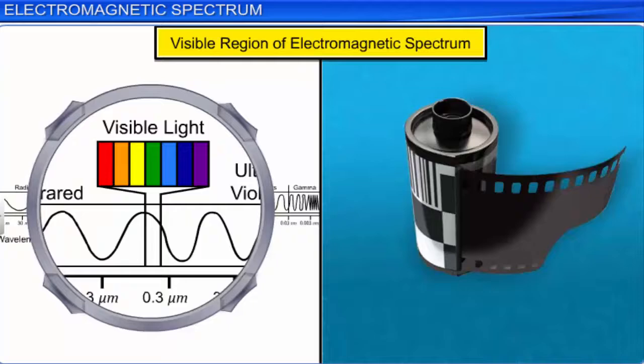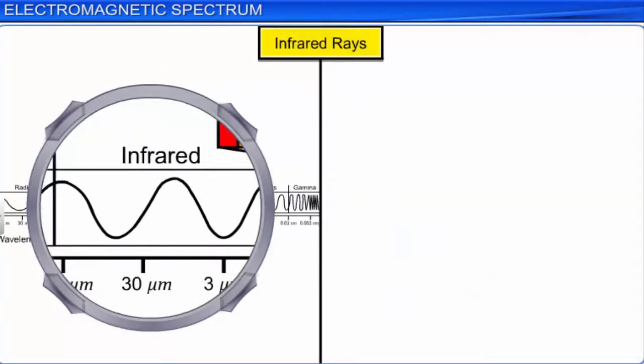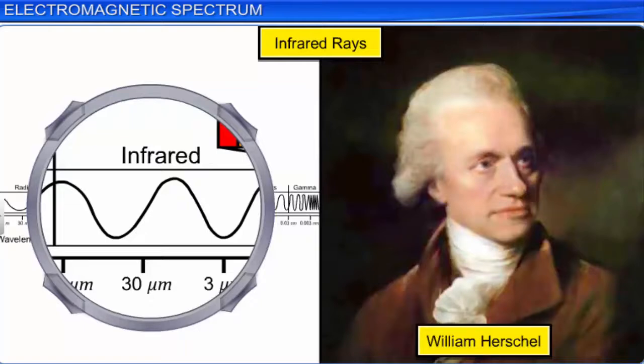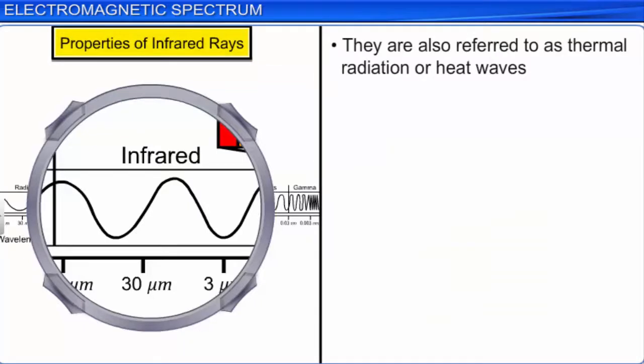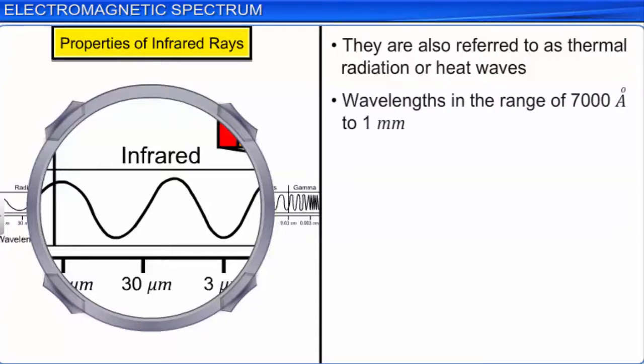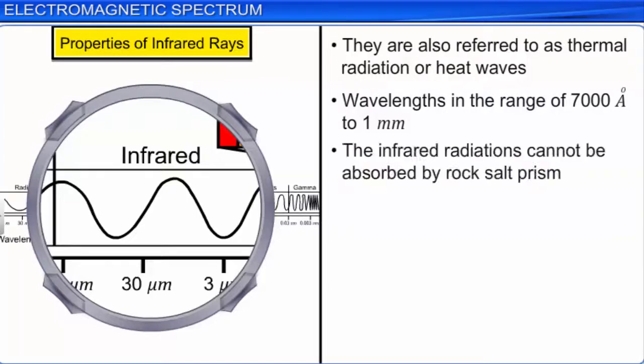The next part of the electromagnetic spectrum is occupied by infrared rays, also called IR rays. They were first detected by William Herschel. Infrared rays are sometimes referred to as thermal radiation or heat waves, since water molecules present in most materials absorb IR rays and heat up, and then heat their surroundings. They have wavelengths in the range of 7000 angstrom to 1 millimeter. Infrared radiations cannot be absorbed by rock salt prism.